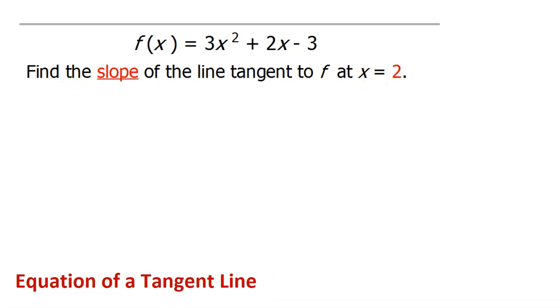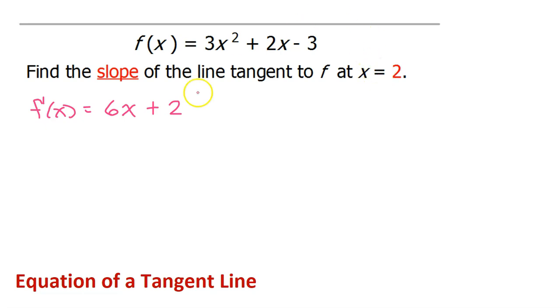So first, let's find f prime. We will take the derivative term by term. Using the power rule, the 2 multiplies the 3 in the front to make 6. We reduce the exponent by 1, so we have 6x. The derivative of 2x is just 2, and the derivative of a constant is 0. So this is f prime. The derivative is a slope-generating machine. This will give us the slope of f at any point, including 2.